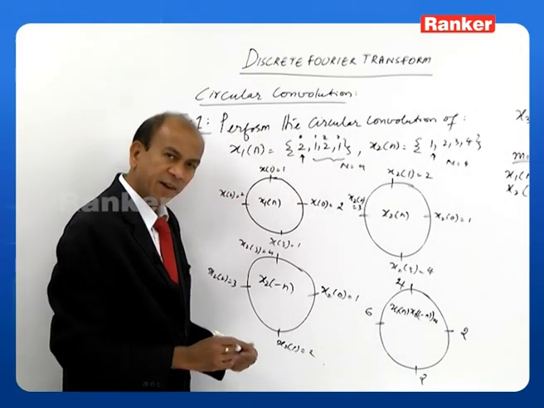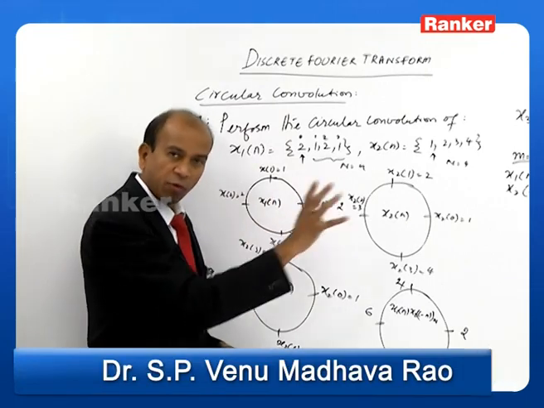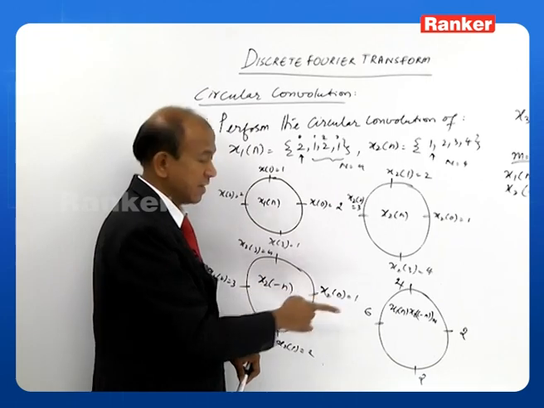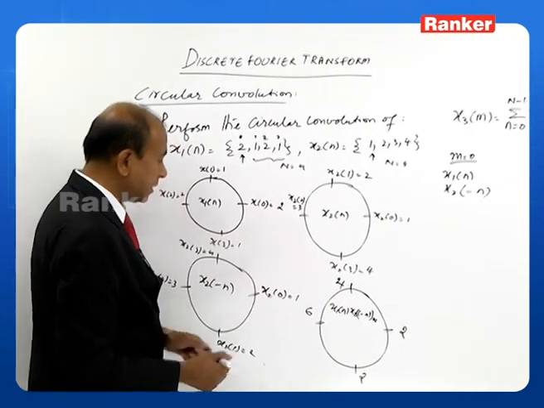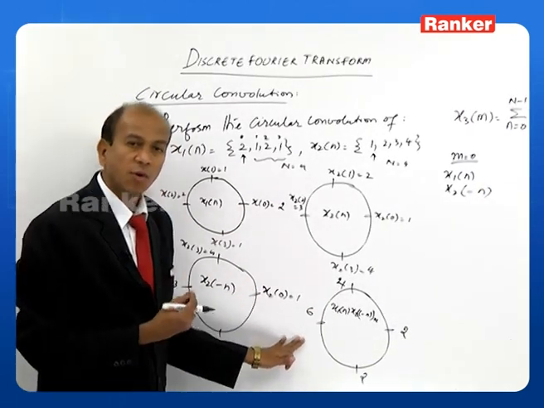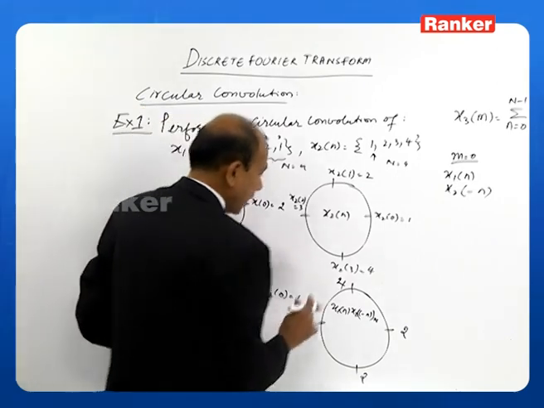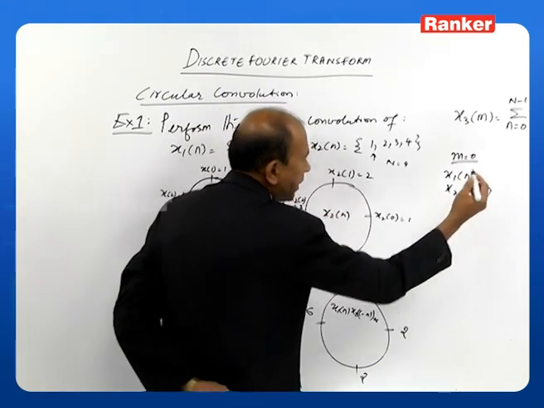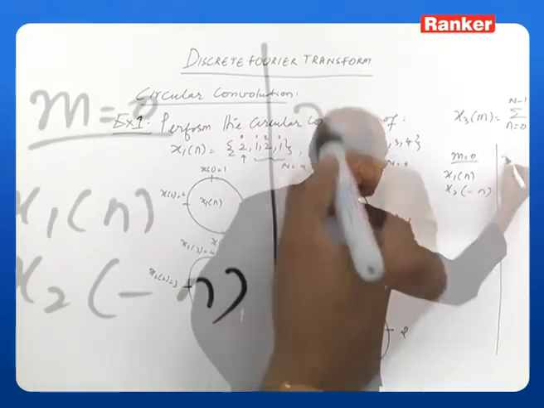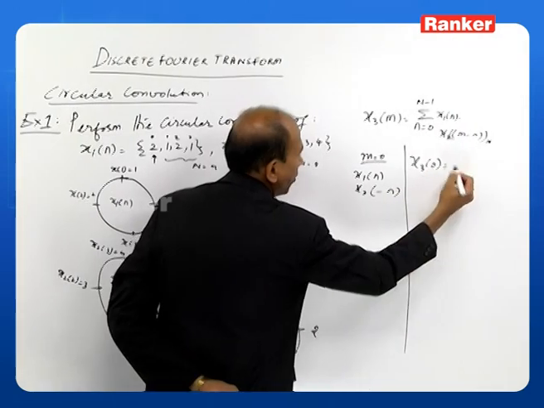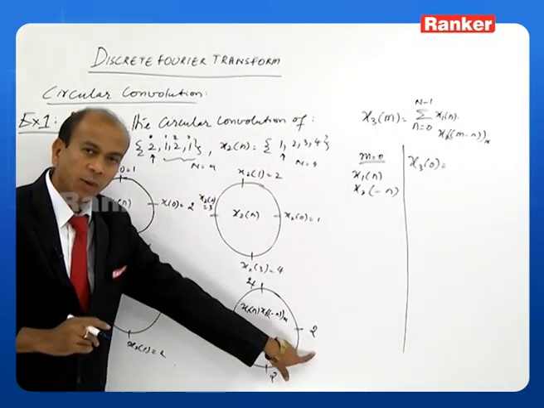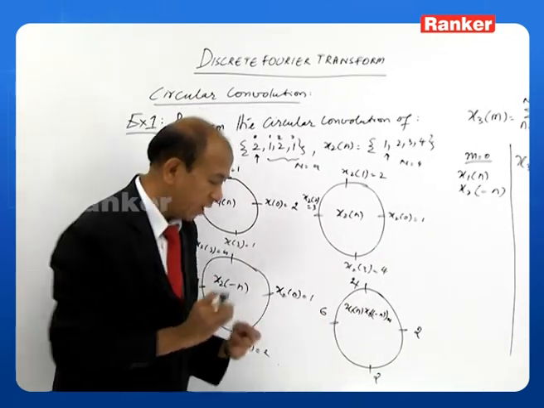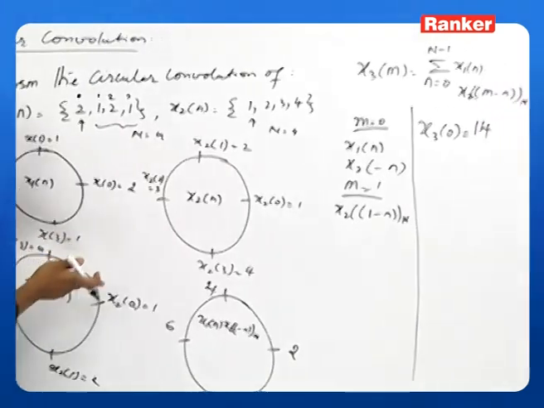So now what have we done? The first step out of the 4 steps, we have done the time reversal, then shifted the reversed signal, then we are multiplying. So what is now x3 of 0? How do I get x3 of 0 now? Let us do the summation. The final step is summation. So let me write the summation here. x3 of 0 is equal to 2 plus 4 plus 6 plus 2, that is 6 plus 6 is 12, plus 2 is 14. So we got this as equal to 14.